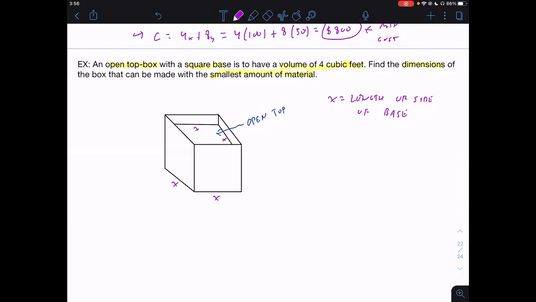But we also need to know the height of this box. And let's call that height y. So this will be y, y, y, and y there as well. So y is going to be the height of the box.